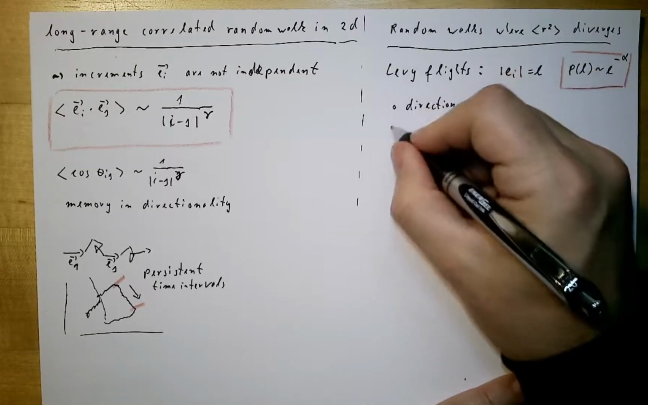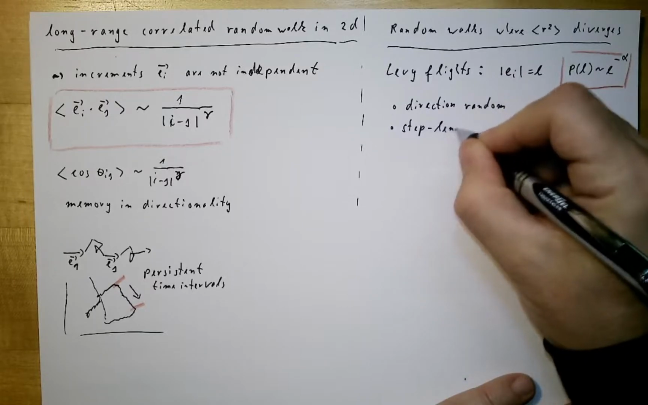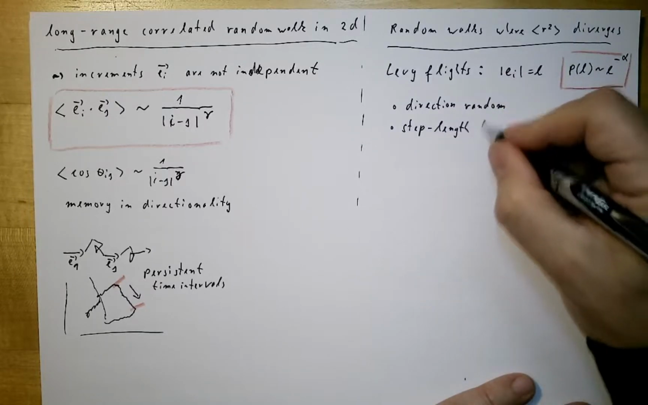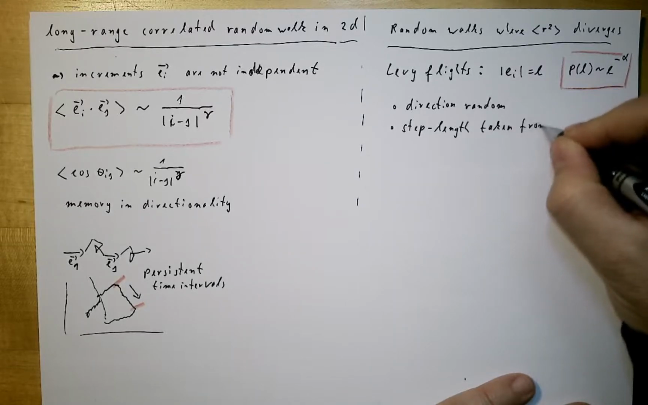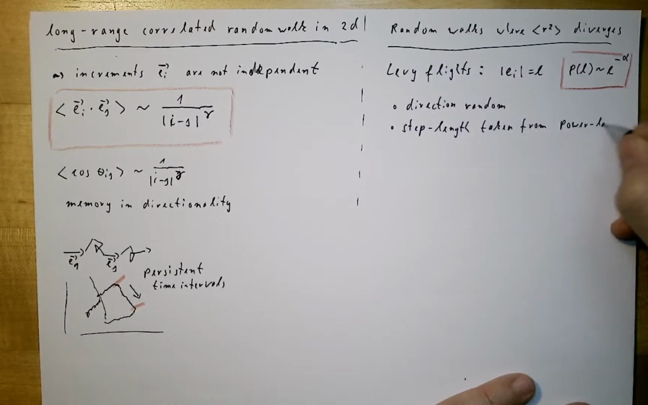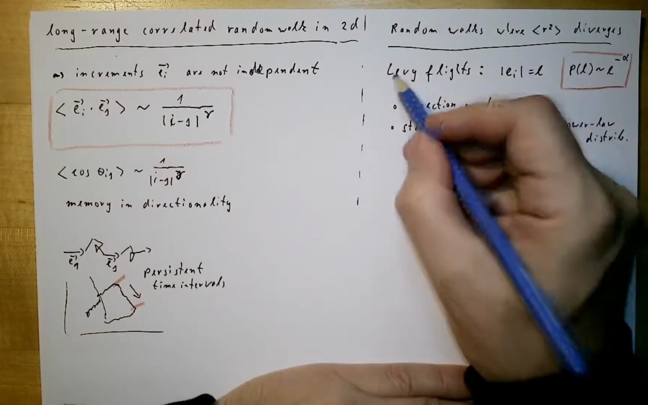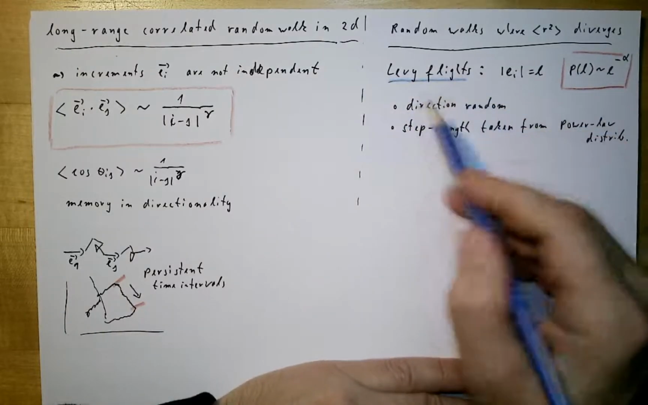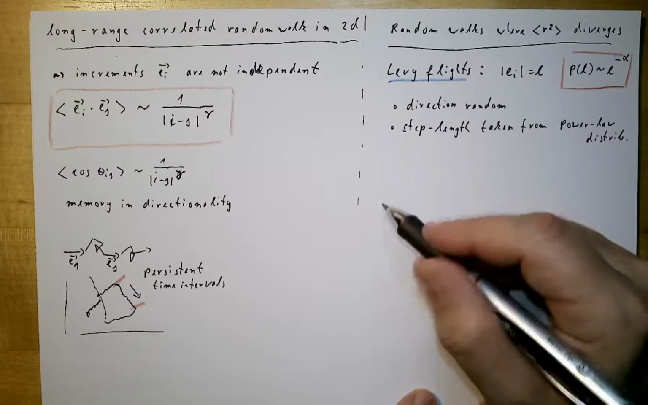So direction random and step length taken from a power law distribution. And this is then directly the analogy of Levy flights we had in 1 dimension. So how does such a Levy flight look like?